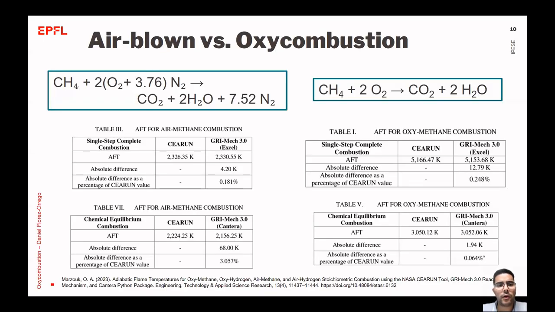Therefore, the air-blown combustion produces an adiabatic flame temperature that is much lower than the oxy-combustion process. If we compare the two tables at the left, the complete combustion and the equilibrium combustion of methane in air, the adiabatic flame temperature is around 2300 kelvins. You can compare it with the values that are estimated for the complete combustion or the equilibrium combustion for the oxy-combustion that are around 3000 and maximum 5000 Kelvin.